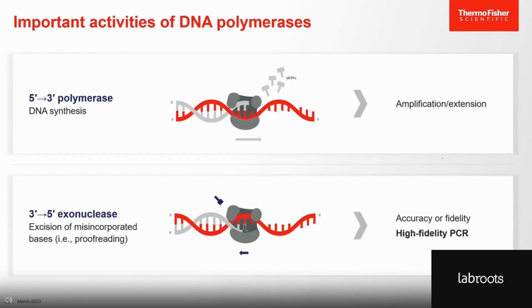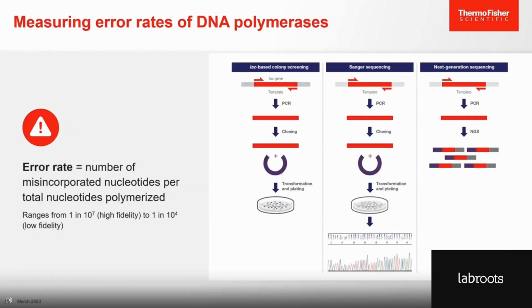An error rate of low-fidelity enzymes is about 1 in 10,000 nucleotides incorporated, so there's a big discrepancy there. If we're looking up the error rates or fidelity information for different DNA polymerases, it is important to keep in mind that there are different ways to measure fidelity, and the results can vary significantly. There are 3 common methods used to measure DNA polymerase fidelity.